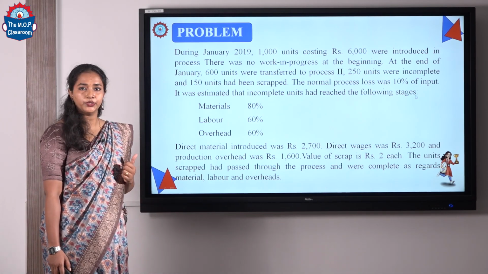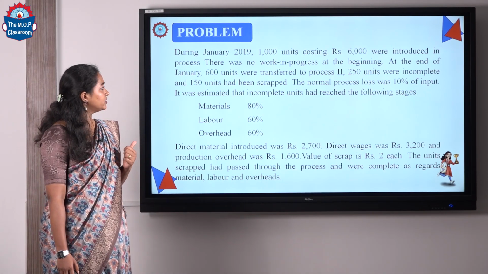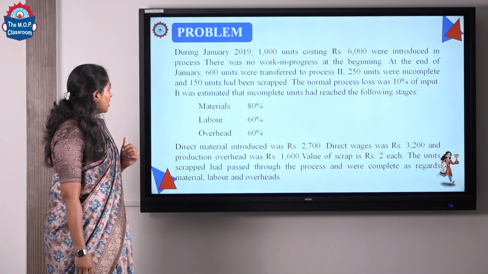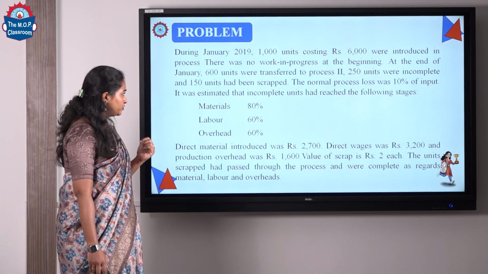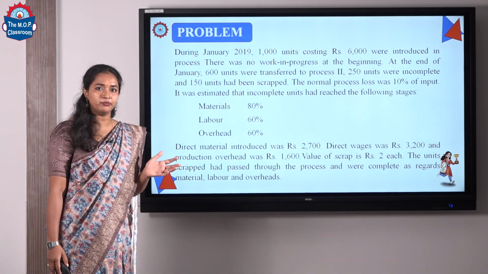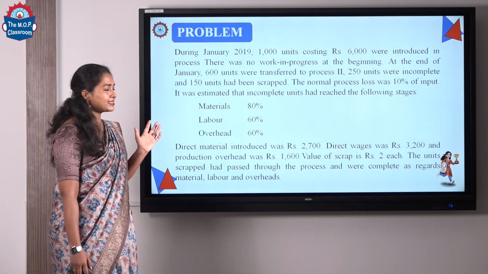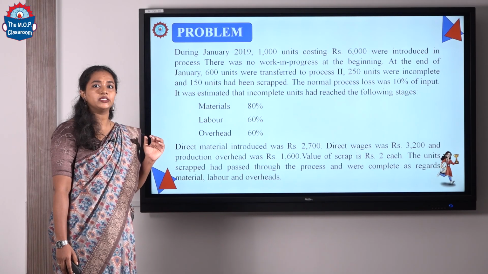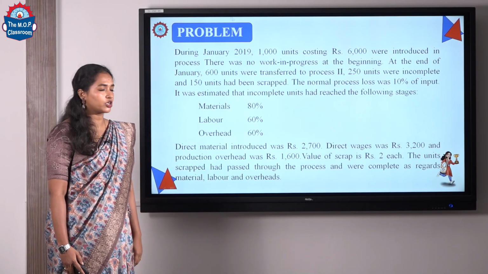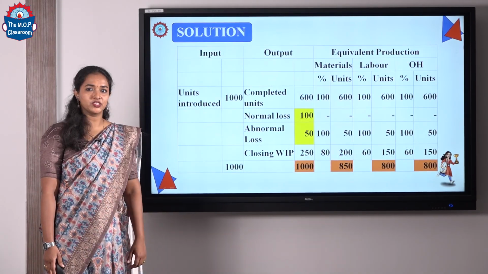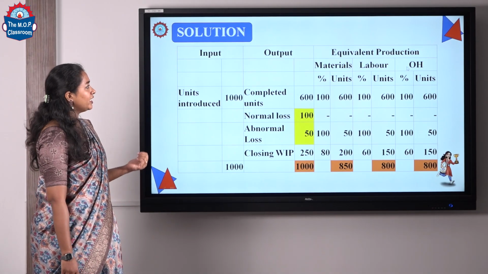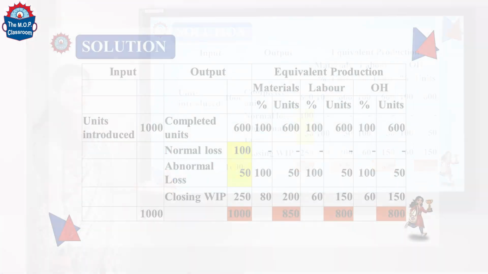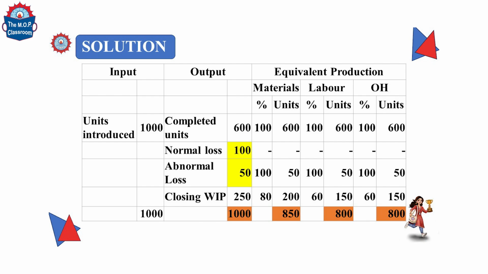There are around 1000 units input and it's costing rupees 6000. Now there is a work in progress of 250 units, 600 is completed and around 150 is scrapped. The degree of completion for work in progress is listed here. We will now calculate to find out the equivalent production units. Now let us start with the solution. In calculating equivalent production units, we have two columns, input and output. Input, we all know 1000 units is given in the problem. Of the output, 600 units is completed.